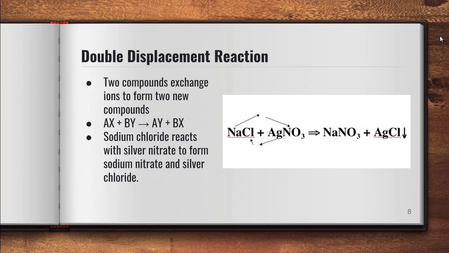Double displacement is when 2 compounds exchange ions to form 2 new compounds. So in this example we have AX plus BY, and then the X and the Y, or the A and the B, depending on how you look at it, essentially switch places. So we end up with AY plus BX. The example here is that sodium chloride reacts with silver nitrate to form sodium nitrate and silver chloride. So essentially, they just switch with one another, creating 2 new independent compounds. The best way to remember this chemical reaction is that you're going to have two compounds in your reactants and two compounds in your products.